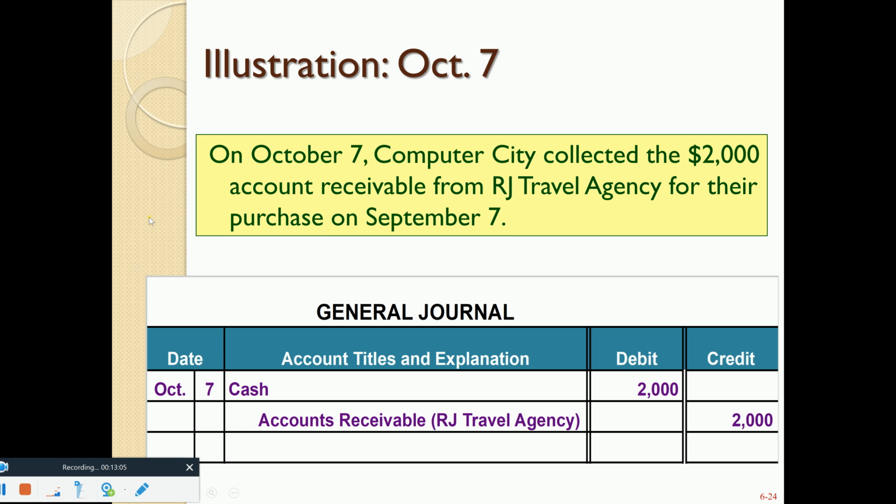All right, 6 days later, October 7th, Computer City collected the $2,000. You remember our customer bought computers from us way back on September 7th. Now they are making payment. So you can see in our general journal down on the bottom of the screen, we're going to increase our cash account with a debit, and we are going to reduce the receivable account with a credit. The receivable now has a running balance of 0 since it's been paid off by the customer.